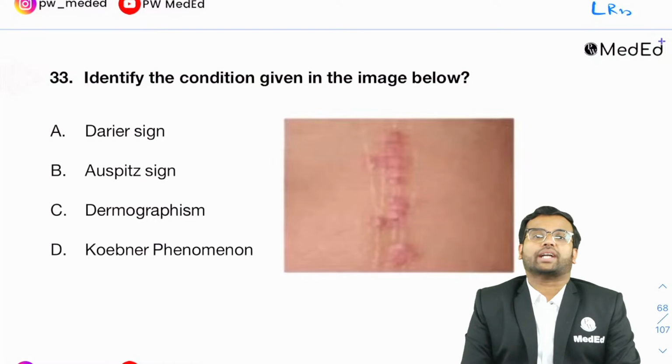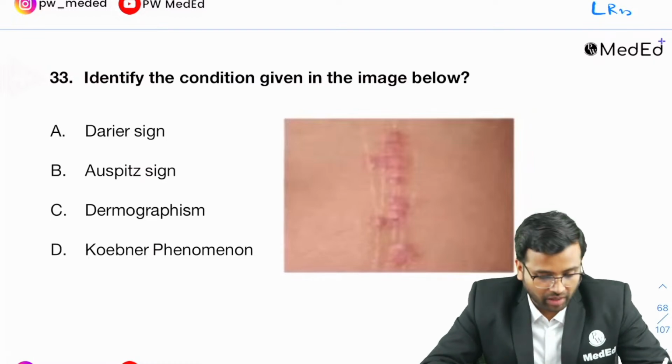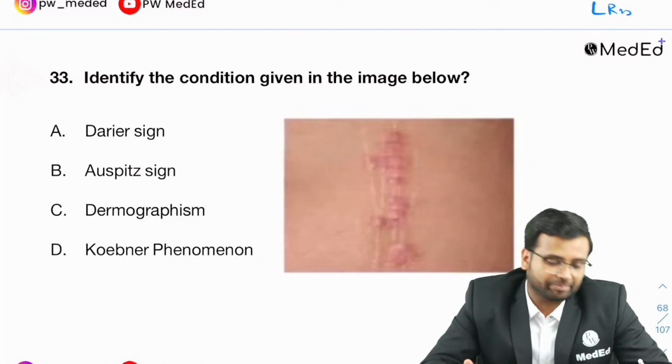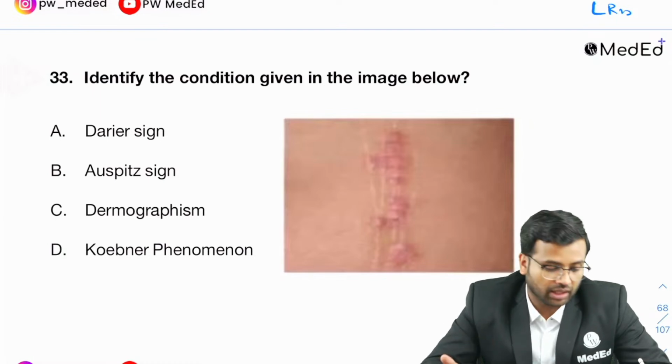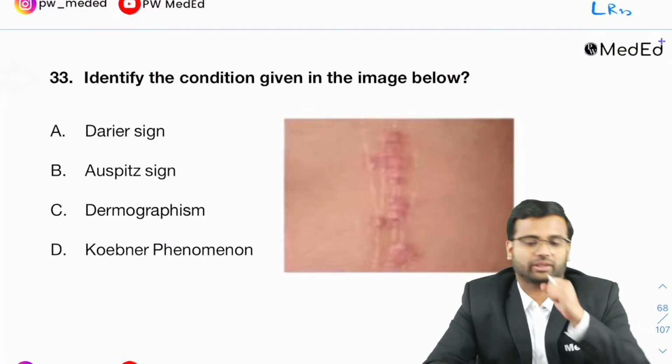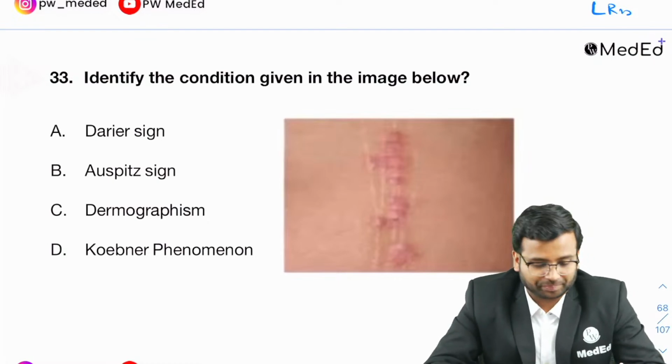Identify the condition that is shown. So multiple signs and phenomena are being tested here. First one is Darier's sign. Option B is Auspitz sign. Third one is dermographism. And the fourth one is Koebner's phenomenon. So what is the right answer here?